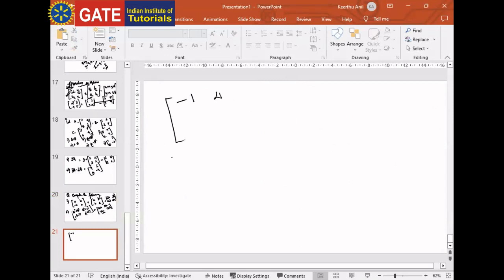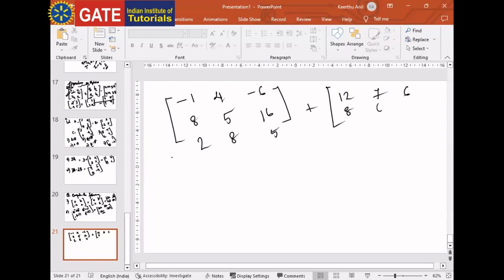-1, 4, -6, 8, 5, 16, 2, 8, 5. This is the first matrix, plus the second matrix: 12, 7, 6, 8, 0, 5, 3, 2, 4. Can you find it?